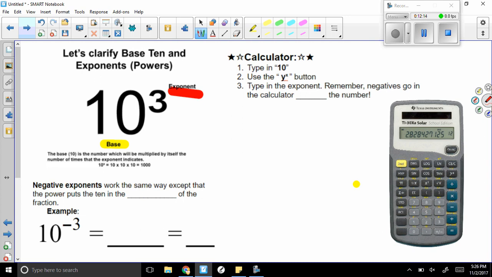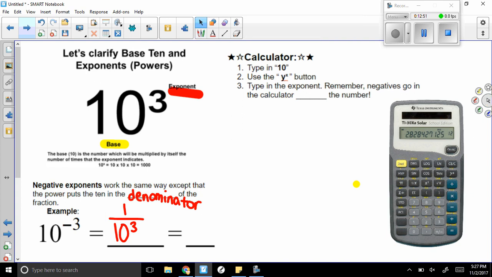So negative exponents. This is what's kind of new for 7th grade. They work the exact same way as the positive exponents that we're used to, but that power is going to put the 10 in the denominator of the fraction. So if you have a negative exponent, that's going to make it into a fraction. Put it in the bottom of the fraction. So for example, 10 to the negative 3rd power is the same as 1 over 10 to the 3rd power. We still keep the 10, we still keep the 3, but it just moves into the denominator.